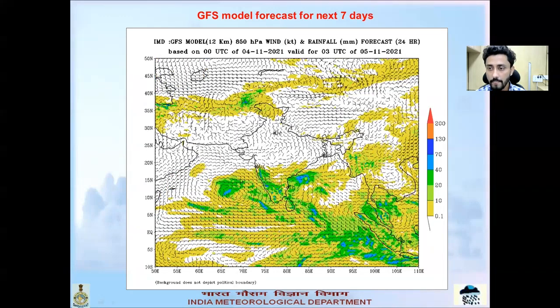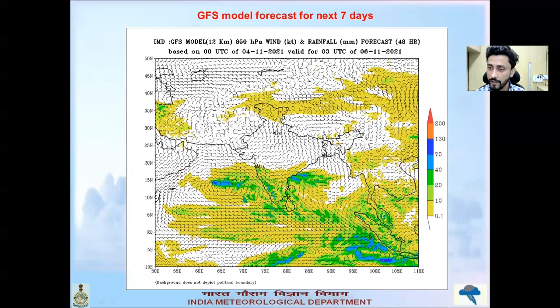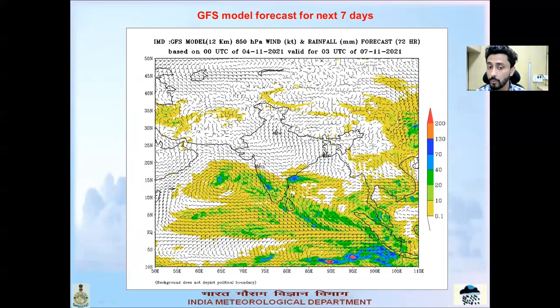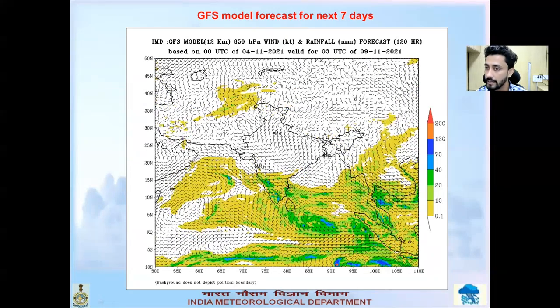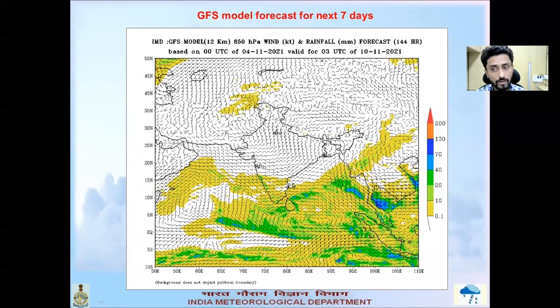And we can expect that this is one of the active phases of the northeast monsoon, due to which this kind of systems are forming over this region, and peninsular India is receiving a good amount of rainfall.